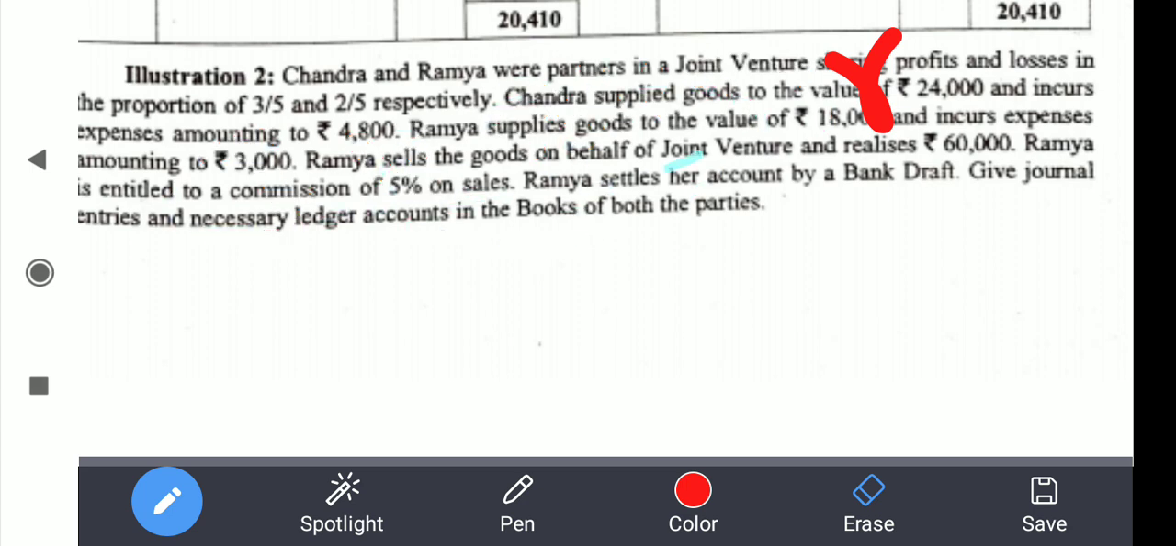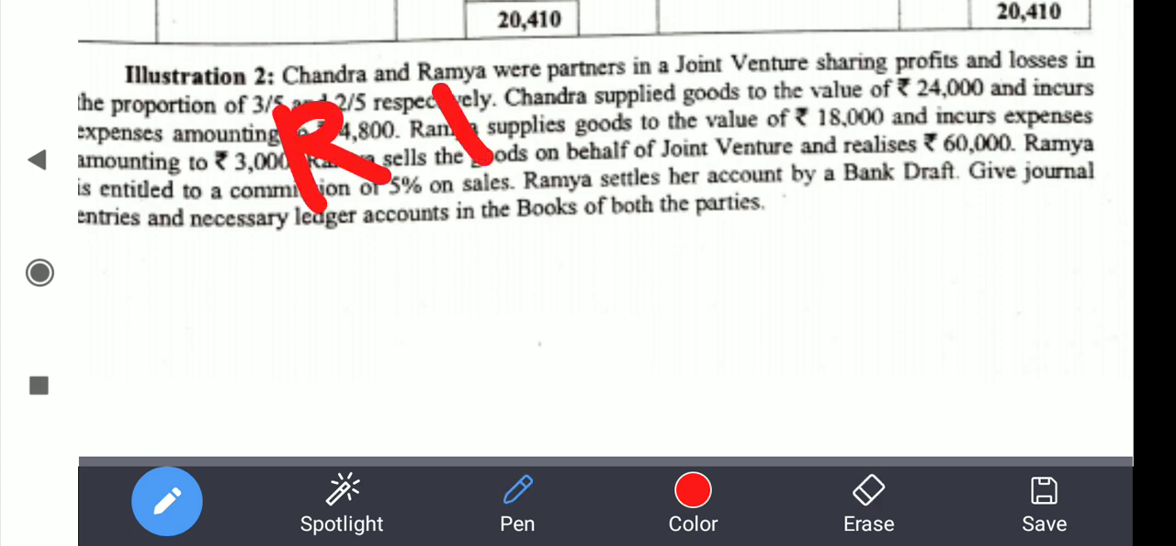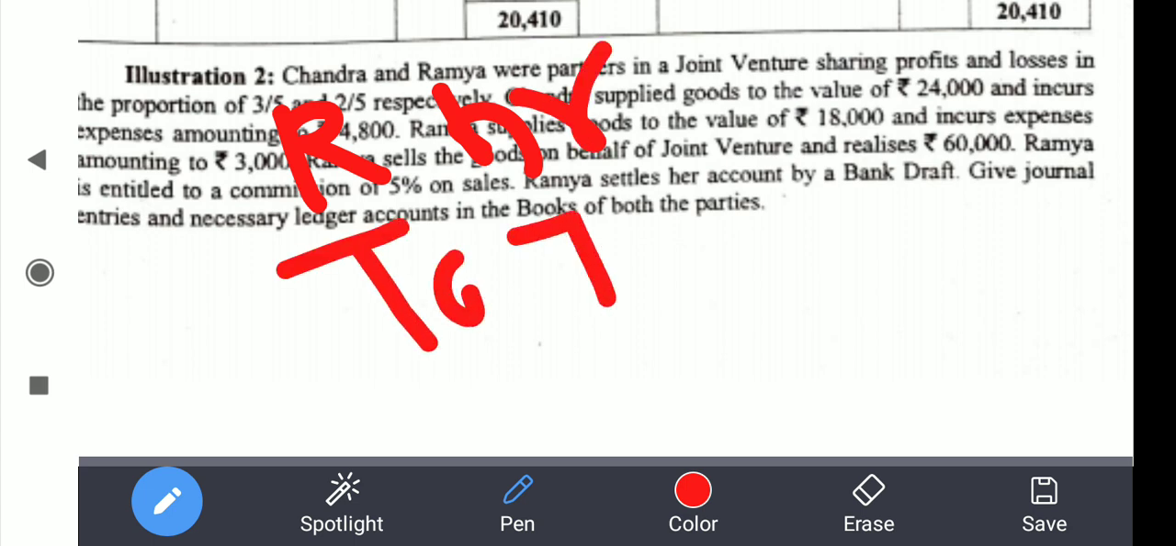Next, what happened? Ramya sells the goods on behalf of the joint venture and realizes 60,000. So what is the general entry? Ramya account debit to joint venture account, being goods sold by Ramya. 60,000 being the account sales received.